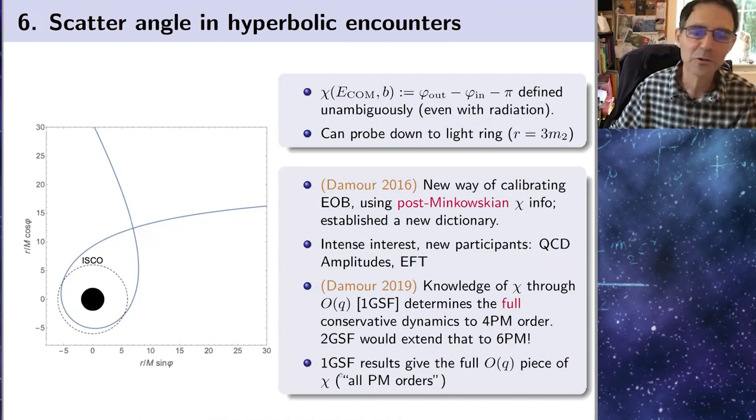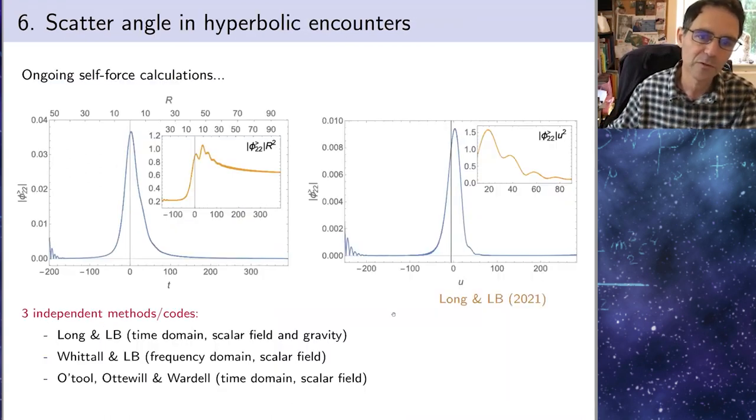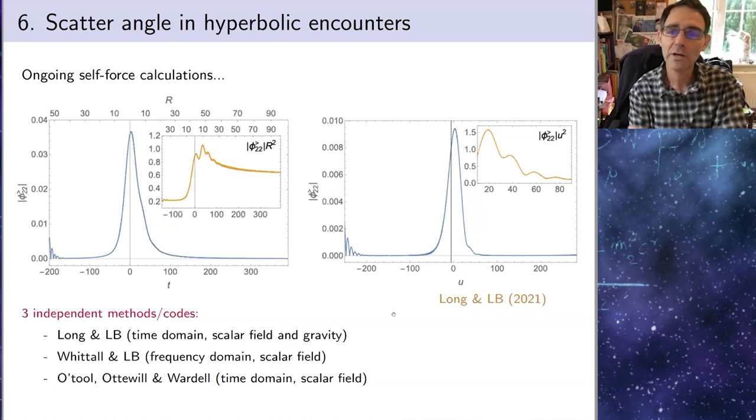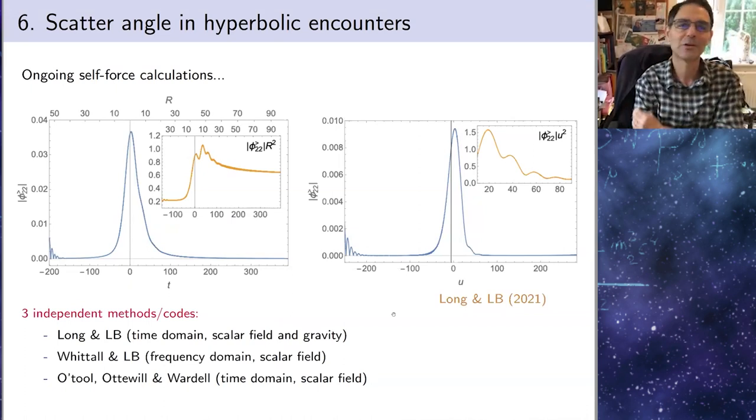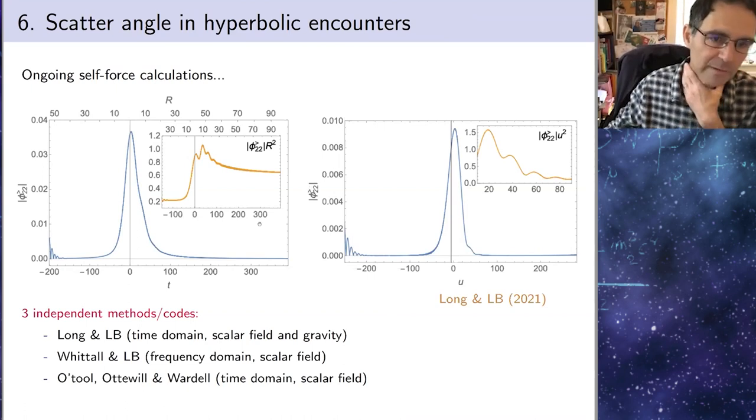So there's a very strong motivation now to do this calculation with self-force. And plus the fact that, of course, self-force results always give you the full thing at order mass ratio to all post-Minkowskian orders, also the strong field information. We still don't have a self-force calculation of the scatter angle, but we are getting there promptly now, finally. So these are some results from a recent paper.